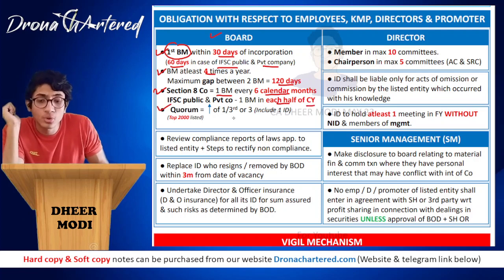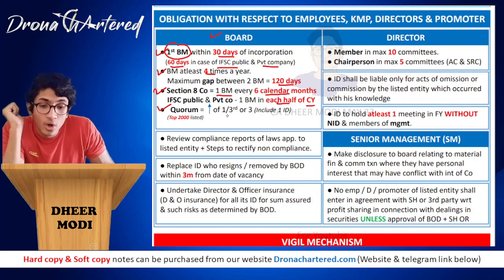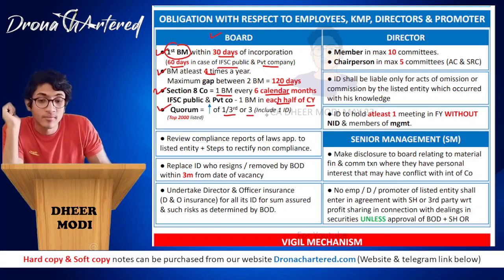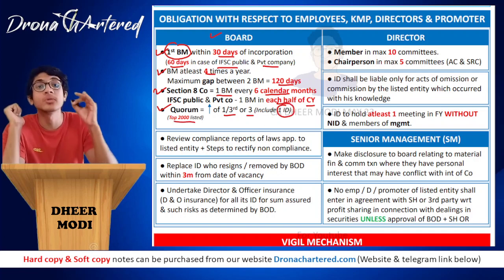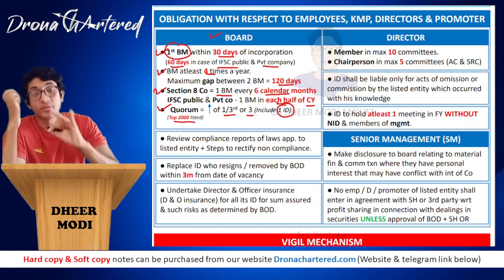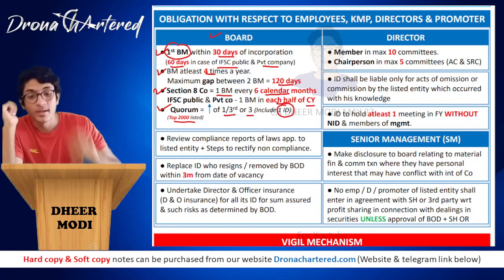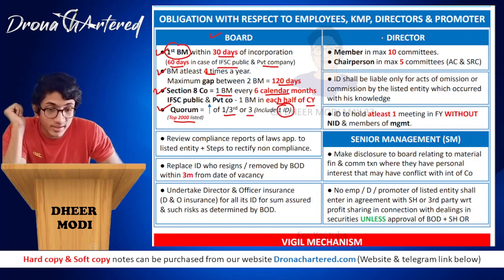Your quorum, what should be your quorum? Your quorum is the higher of 1/3 or 3, which should include at least one independent director. So this is for your top 2000 listed entities. Okay, so this was everything with regards to board. Now next is with regards to directors. So member in maximum 10 committees.